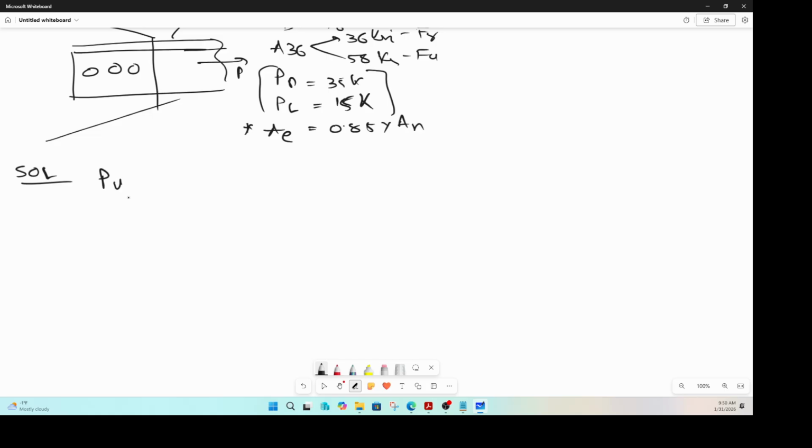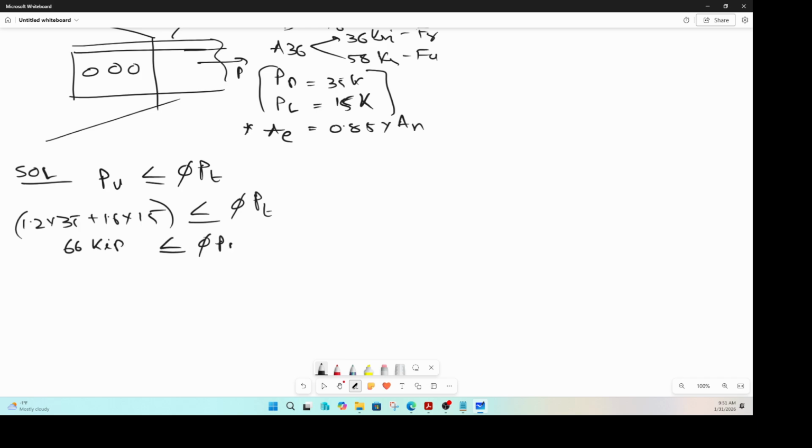Your PU factored load should be less than phi times PT. Okay, so PU, how do you calculate PU? PU is the factored load: 1.2 times your 35 plus 1.6 times your 15. That is your PU, and that should be less than phi times PT. Okay, so PU comes out to be 66 kips. So that should be less than your phi times PT.